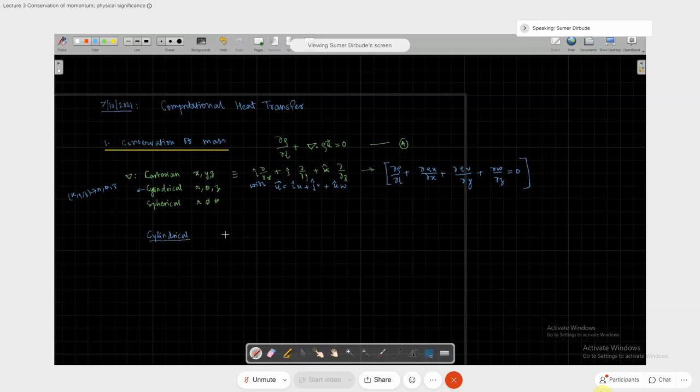In cylindrical coordinate, the conservation of mass equation becomes ∂ρ/∂t plus ∂(ρu_r)/∂r plus ρu_r over r plus 1 by r ∂(ρv)/∂θ plus ∂(ρw)/∂z equals 0.